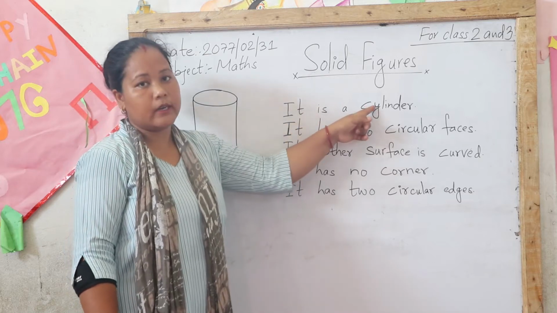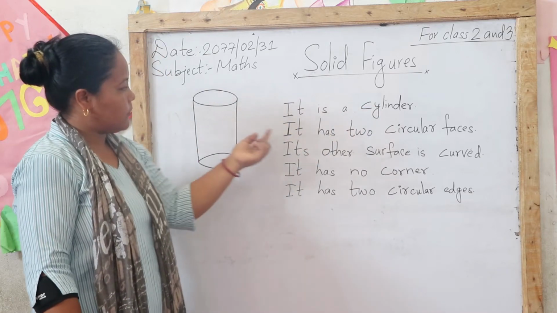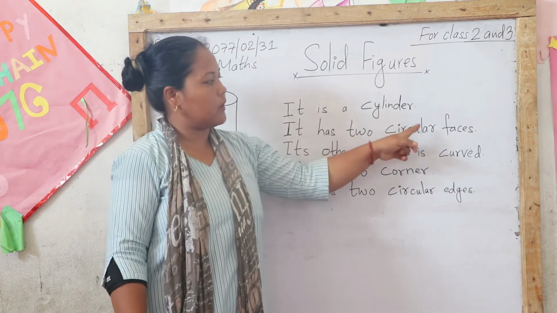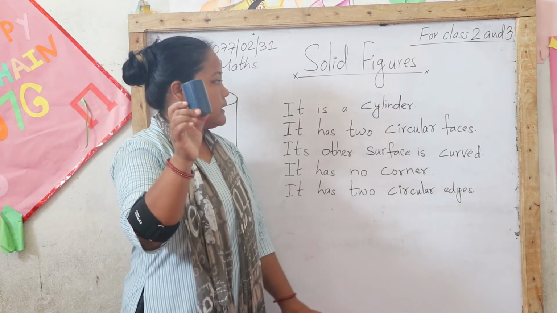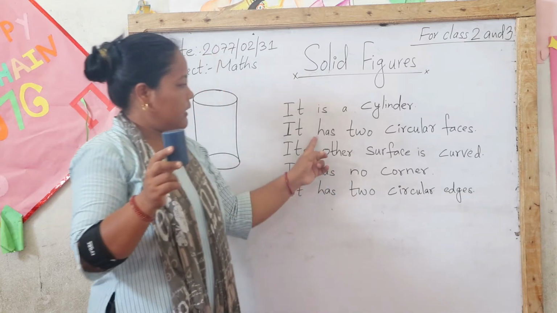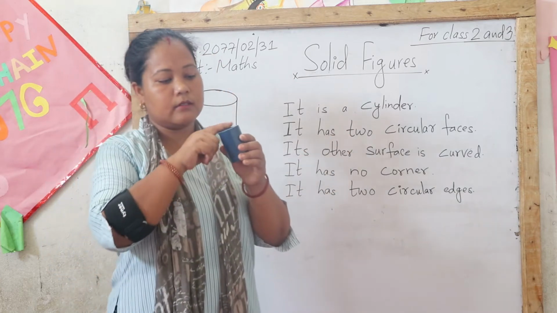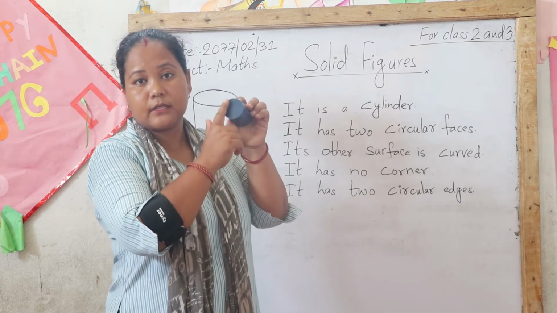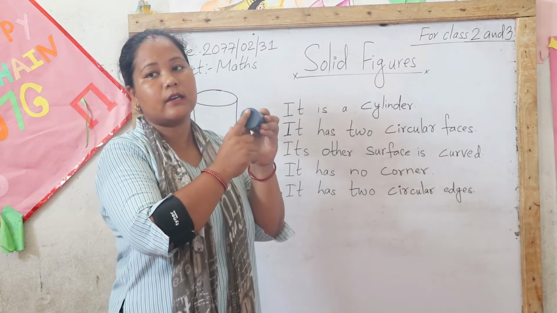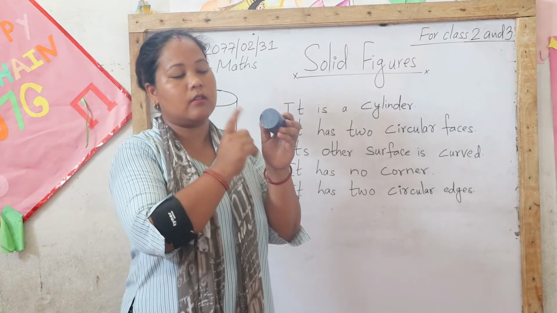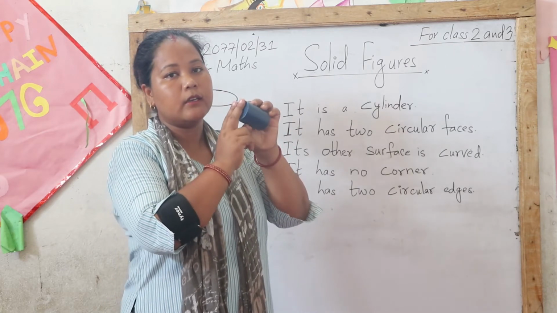It is a cylinder. Okay, this is a cylinder. It has two circular faces. Let's learn my model. This is a cylinder. It has two circular faces, one circular face and two circular faces. The cylinder has two circular faces.